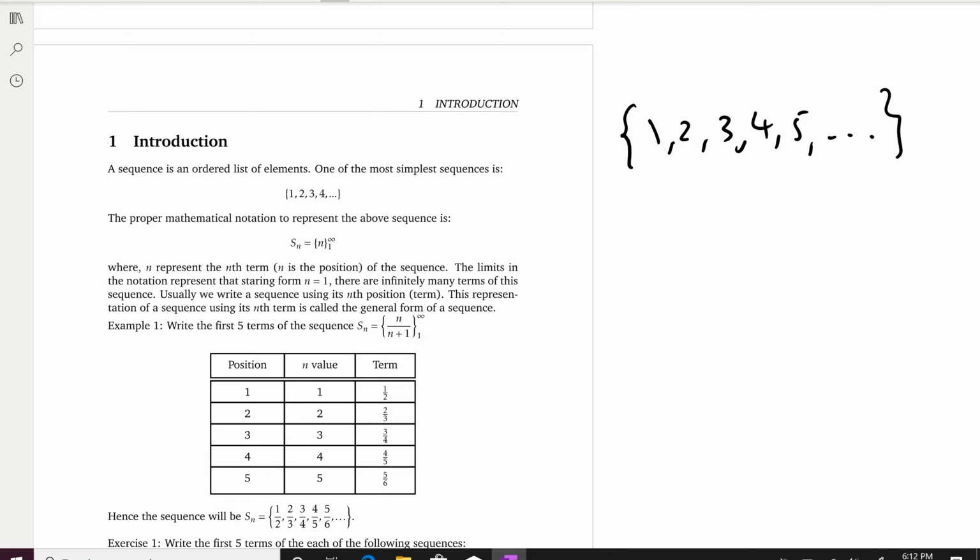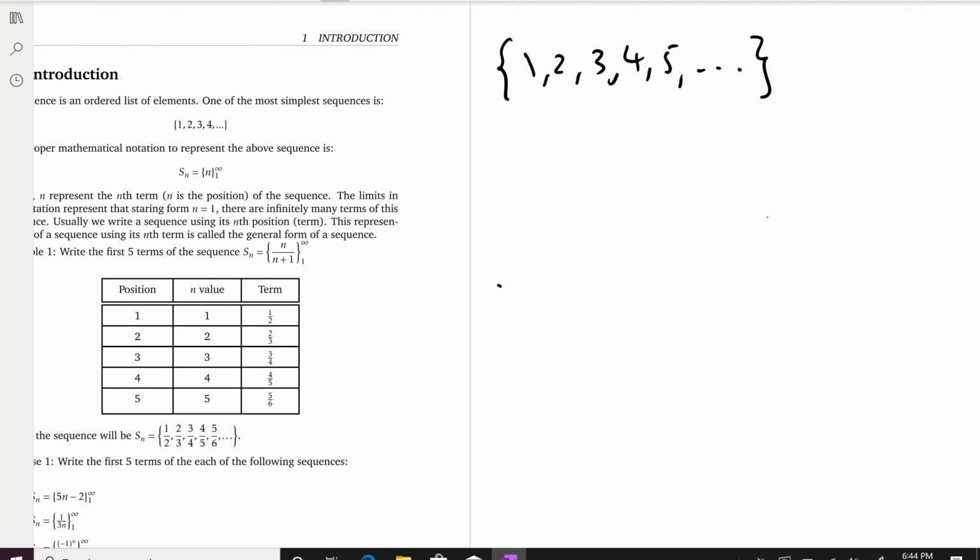Now in this video series we are only going to learn about infinite sequences, meaning there are infinitely many terms in the sequence. In simple words, you can never finish writing all the terms of the sequence. That's why I put 3 dots after this comma, because I don't want to write all the terms, which I cannot do. So we are only going to talk about infinite sequences, where there are infinitely many terms.